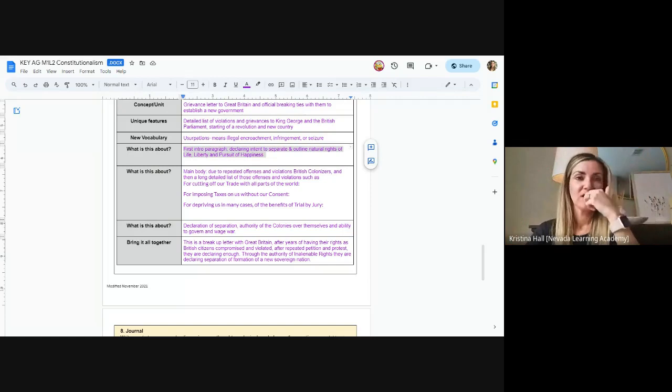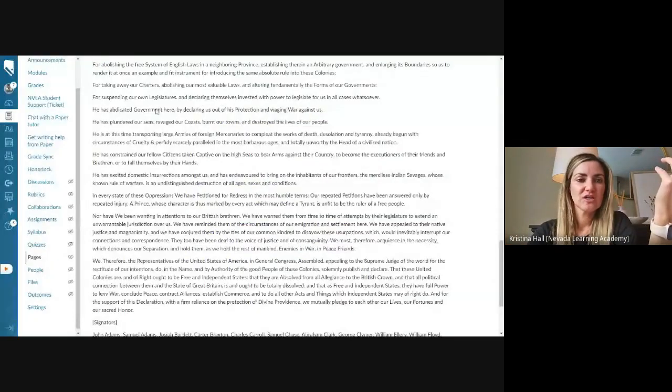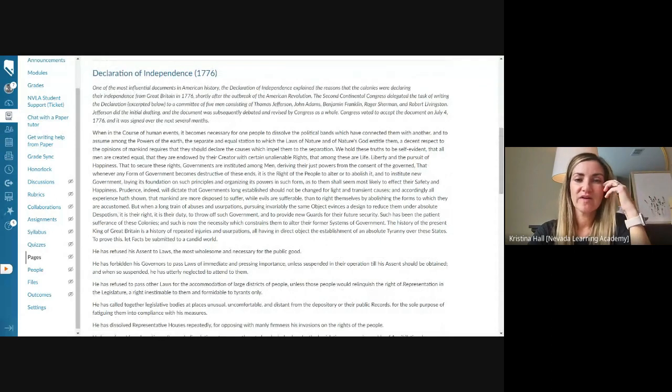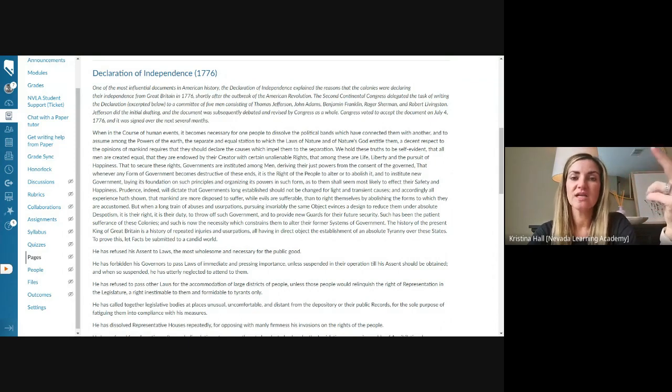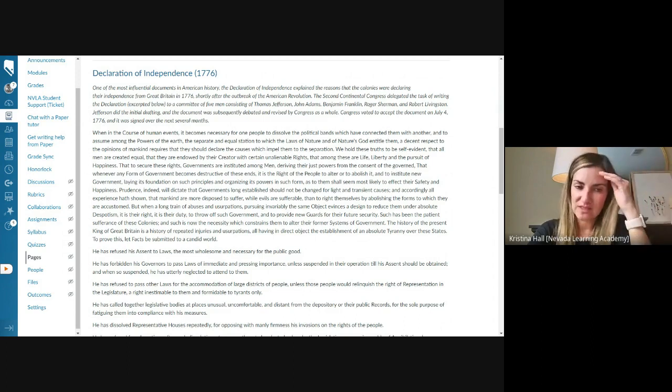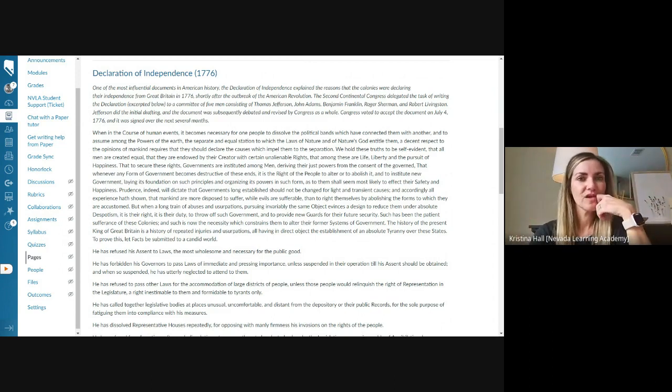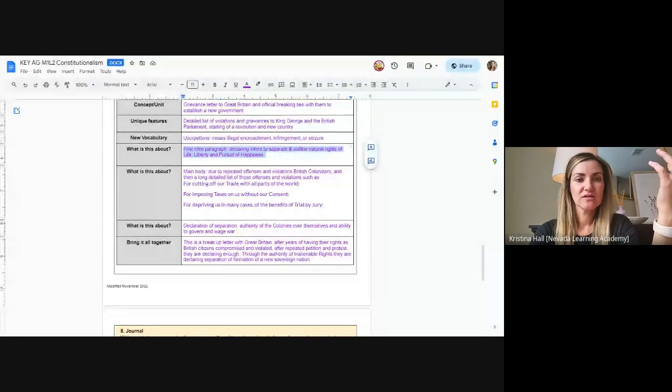So the first part is very much, when in the course of human events, it's saying sometimes we got to break up, separate. Okay. We have these truths, these unalienable rights: life, liberty, pursuit of happiness. So breaking up, because you violated my rights. So that's kind of an overview, right? Then we get to the next section.